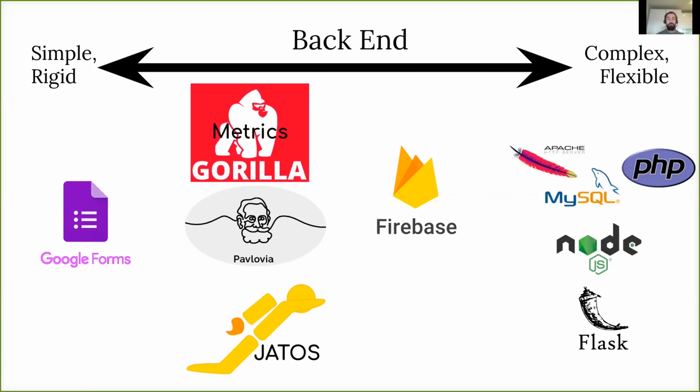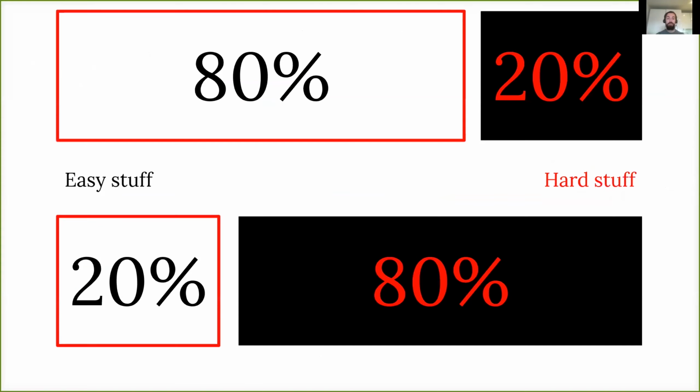I've name-checked a lot of things here, but I think the only real idea I want to get across is that some of these things are simple and rigid. Some of these things are complex and flexible. Why does this matter? Because, as I've said, we have this trade-off, or we have this general rule that when we're working on anything, the easy stuff doesn't take very much time, but the hard stuff does.